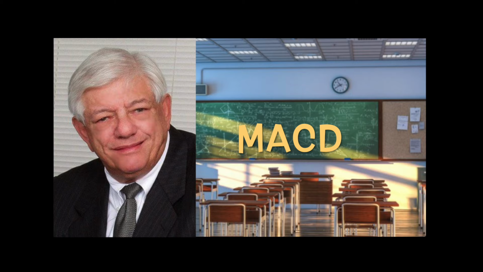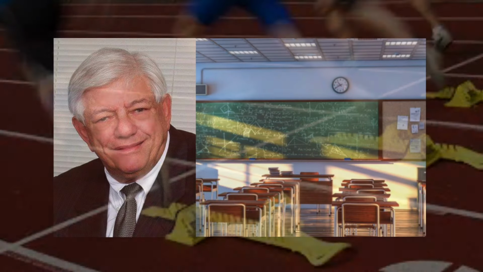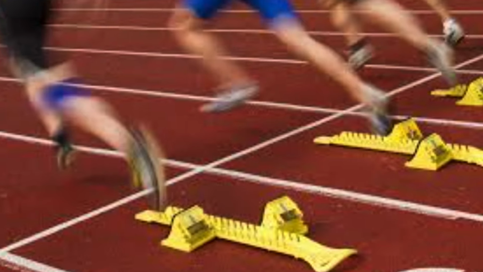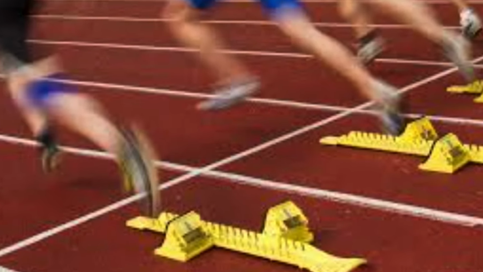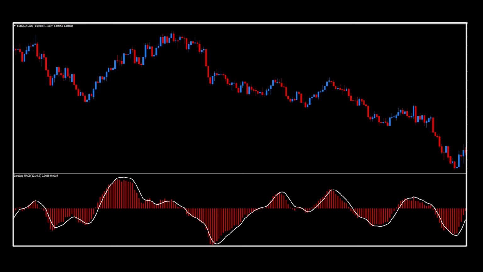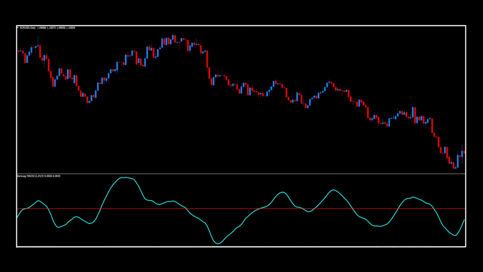Let's go back to 1979 for a minute, when Gerald Appel developed the MACD. At that time, it was groundbreaking for traders. However, over time, lagging indicators are slowly becoming replaced with quicker reacting tools for the Forex market. The original view has a signal line and a histogram, but we're going to remove the histogram bars and just use the signal line as a zero cross for our purposes.